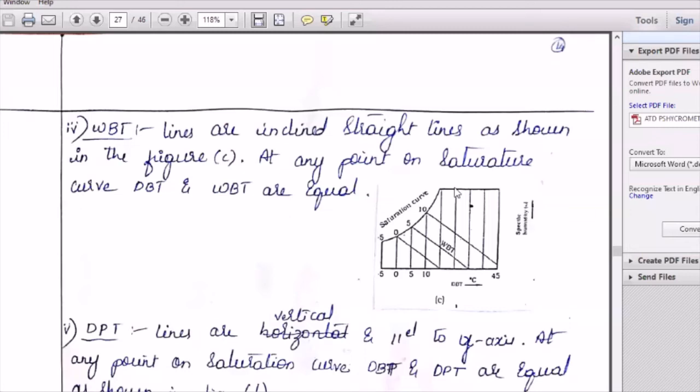bulb temperature in the chart. So that's why at 0, it intersects the saturation curve where we get an inclined line. At 5, it intersects the saturation curve and we get an inclined line. 10 is calculated the same way. So these curves are the wet bulb temperature curves. Write this down separately in the book.